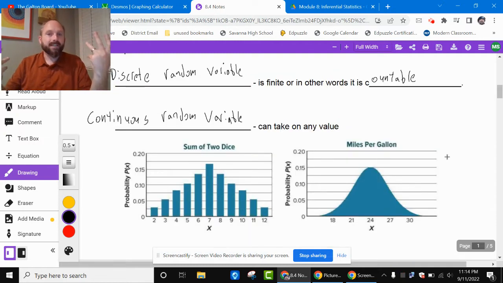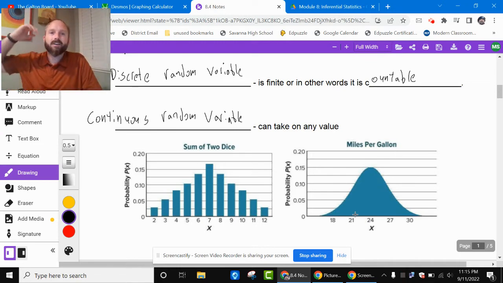So here's a visual example of it. Sum of 2 dice. It's going to be from 2 to 12, and it's not connected. There are no numbers in between. It's going to be 2 through 12 counting numbers. Now the miles per gallon right here, yeah, you could have 22.34 miles per gallon if you're driving. It's going to be determined by your car and how you are driving it. Let's go on.